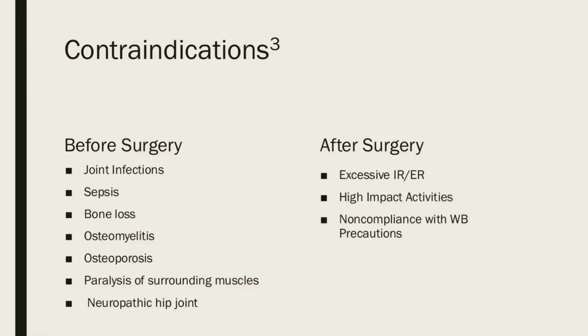Before surgery, we have joint infections, sepsis, bone loss, osteomyelitis, osteoporosis, paralysis of surrounding muscles that are around the hip joint, and neuropathic hip joint. Then after surgery, you want to avoid excessive internal and external rotation, high impact activities such as squatting, jumping, running, lunging, and then non-compliance with weight-bearing precautions.